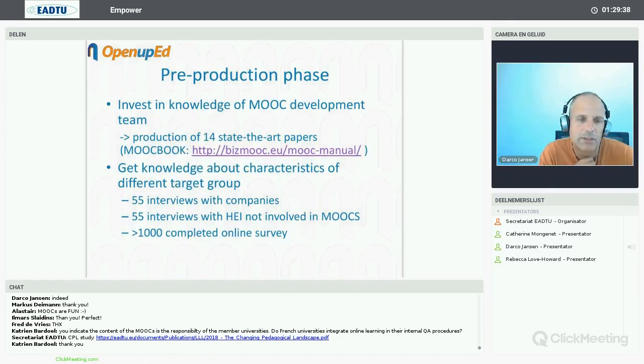But also, like the presentation from ASU on the student perspectives, they need to be aware of the characteristics of the different target groups. So therefore, we conducted 55 or 56 interviews with companies not yet involved, or not that involved, in MOOCs, and 55 interviews with higher education institutions not involved in MOOCs. And we did an online survey, even before the production phase itself, with over 1,100 citizens all over Europe, and mainly in Eastern Europe. Those reports are available on the BizMOOC site as well. That's part of the quality process where you train the people in the pedagogical process of MOOCs and what's happening on MOOCs, but also the characteristics of the different target groups they need to comply with when developing MOOCs.